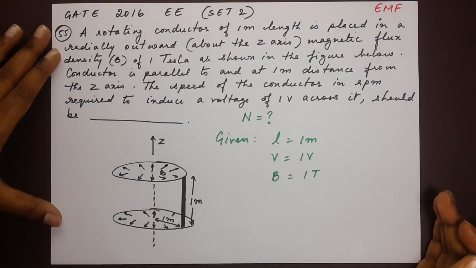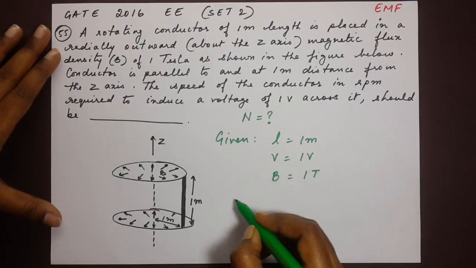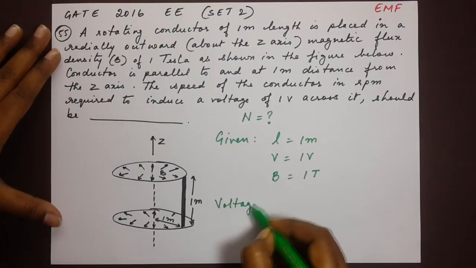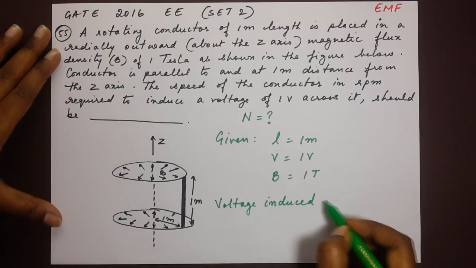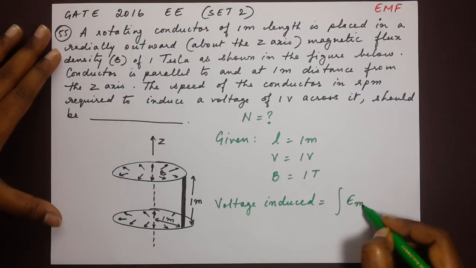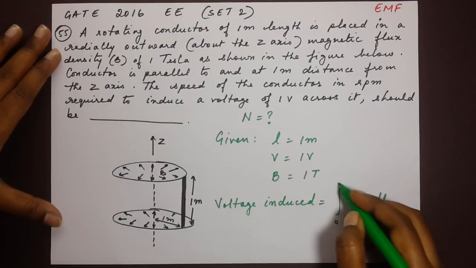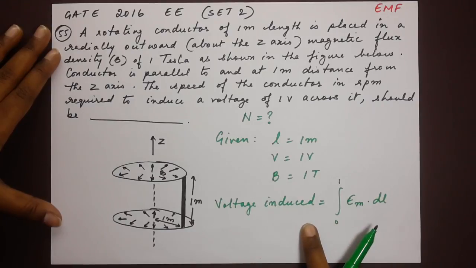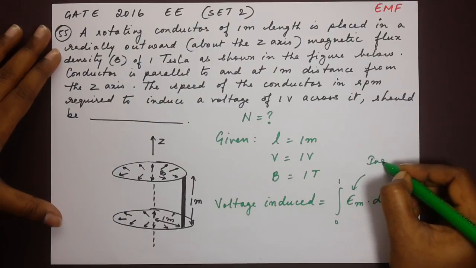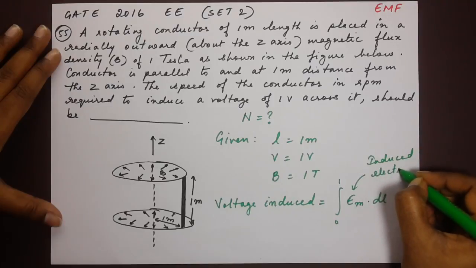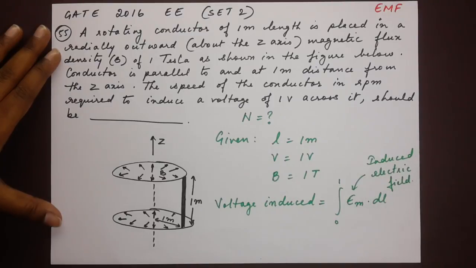Okay, so let's start with voltage induced. Voltage induced will give us an expression in terms of electric field or induced electric field. So the voltage induced is equal to integral of EM dl. This is from 0 to 1. So the voltage induced is equal to the integral of the induced electric field.